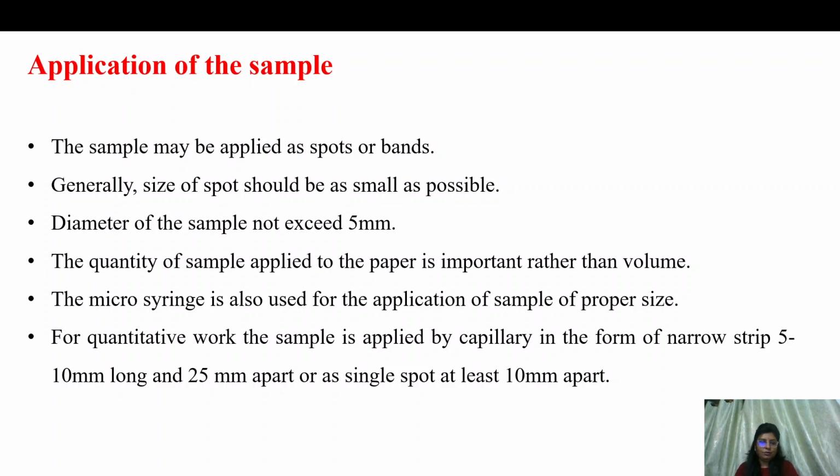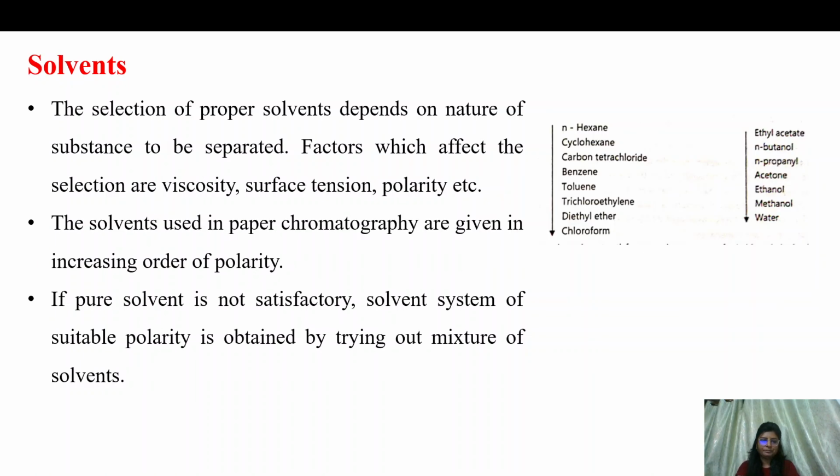A micro syringe is used for the application of the sample, so that the proper size of the sample can be applied onto the paper. And for quantitative purposes you can use a capillary for applying that particular spot. A narrow strip like 5 to 10 mm long and 25 mm apart, or a single spot at least 10 mm apart, should be applied on that paper.